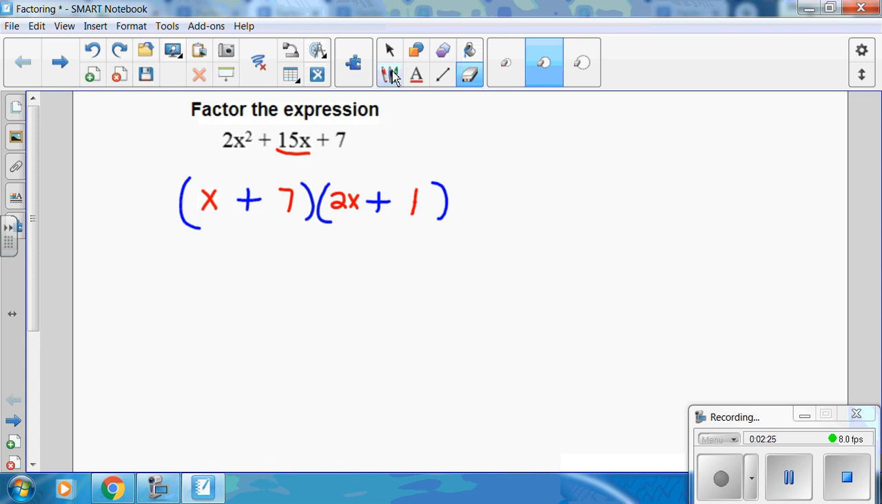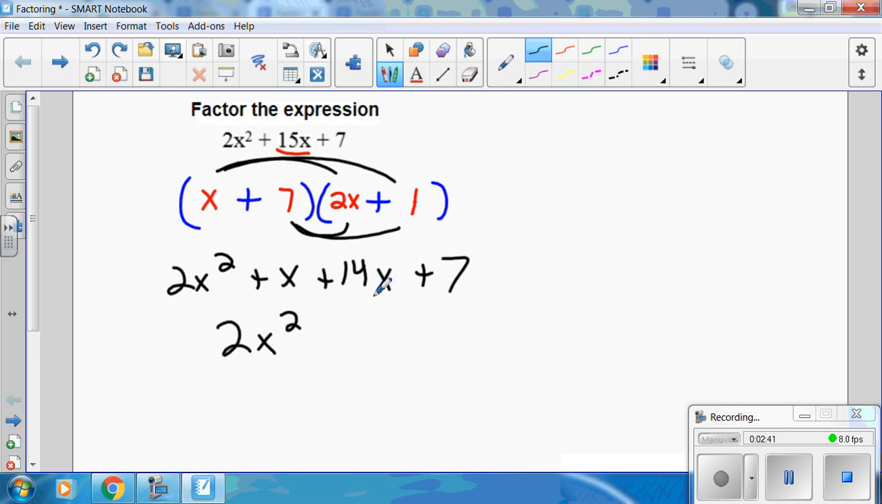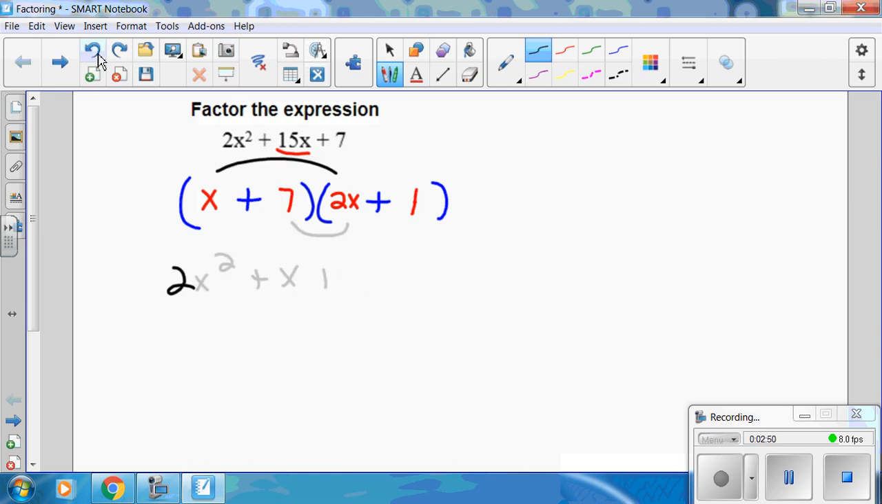Now, it should be factored correctly, but what we always do is we have to multiply it through to make sure. So let's go ahead and do that. x times 2x, 2x squared. x times 1 is x. 7 times 2x is 14x. And 7 times 1 is positive 7. And then we have 2x squared. This is going to be 15x when you add those together, plus 7. That is the same thing that we have above, so we know we've done this correctly. And this would be your answer.